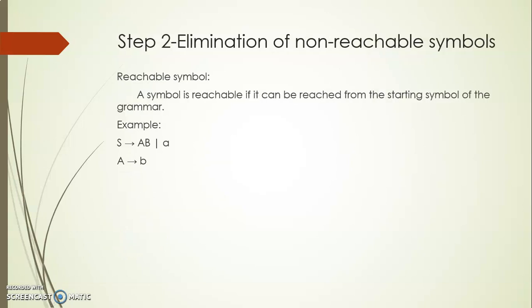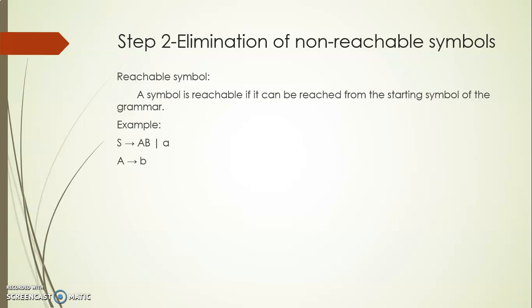The second step is elimination of non-reachable symbols. We should not change the order. First you have to eliminate the non-generating symbols, then you have to come to the elimination of non-reachable symbols. Reachable symbols are the symbols that are reachable from the starting symbol of the grammar. Here the starting symbol of the grammar is S. From S I am able to reach the symbol AB and also small a.